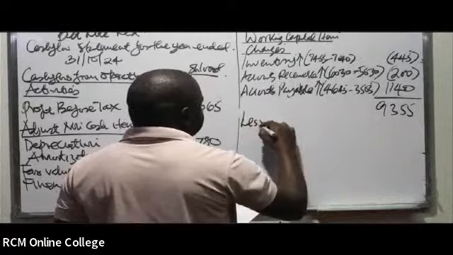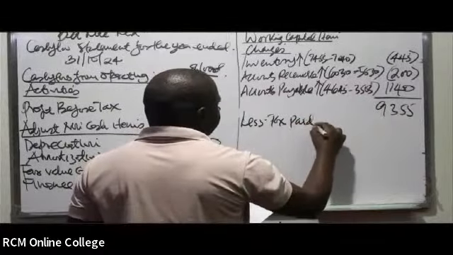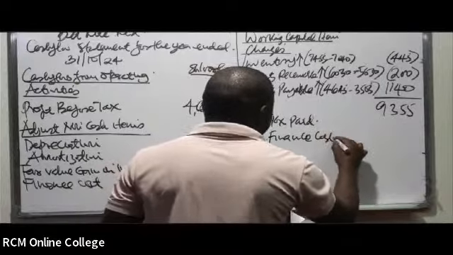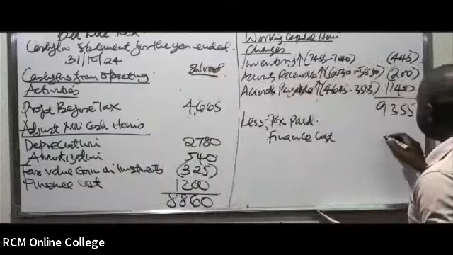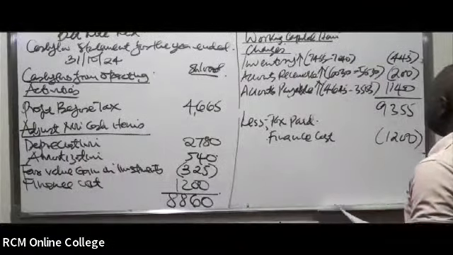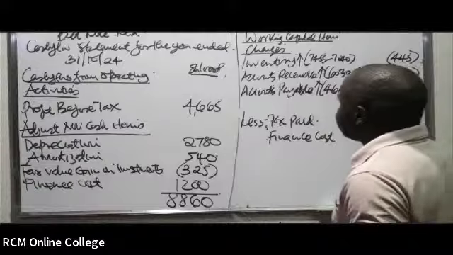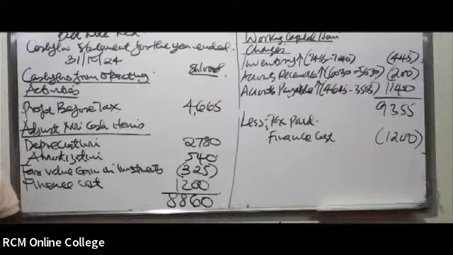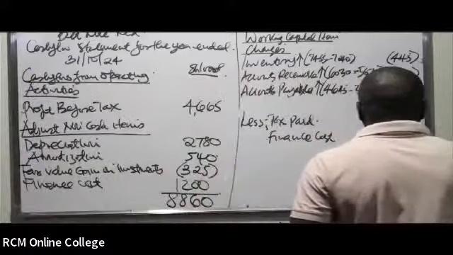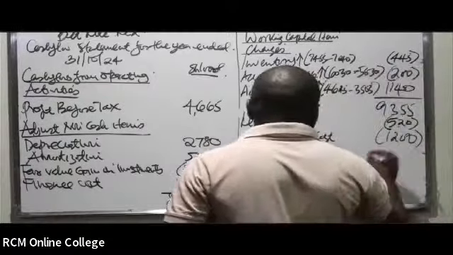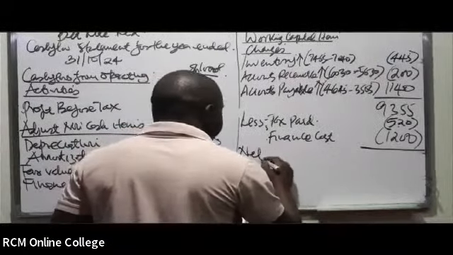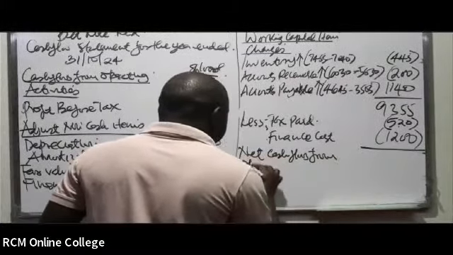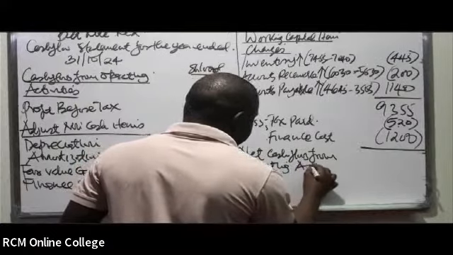So less tax paid. This one you've already been able to compute. Then less the finance costs. The finance cost is here. So you'll come and actually just deduct the same figure, 1200. Then the tax paid, we've also been able to do it in the income tax expense. It was coming to a figure of 520. So we deduct 520. So with these ones now, at least we can be able to come up with the net cash flows from operating activities.